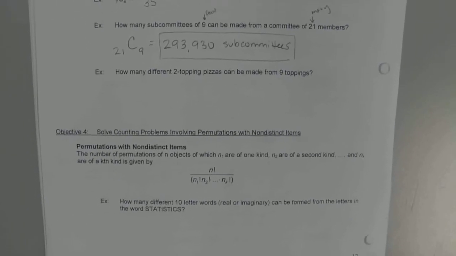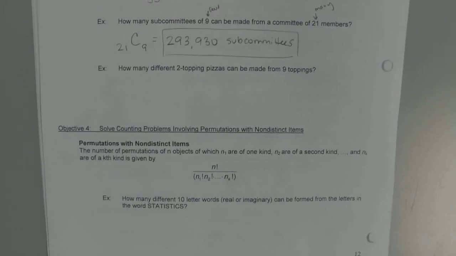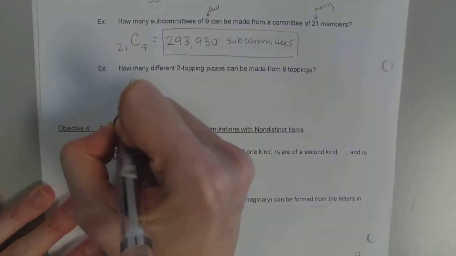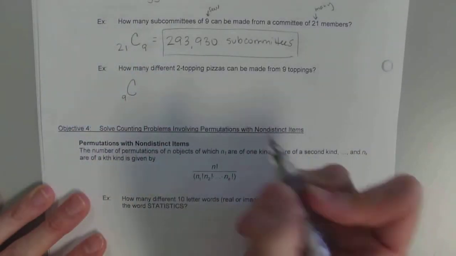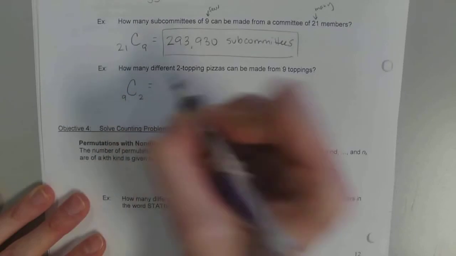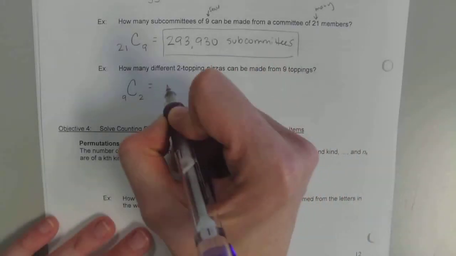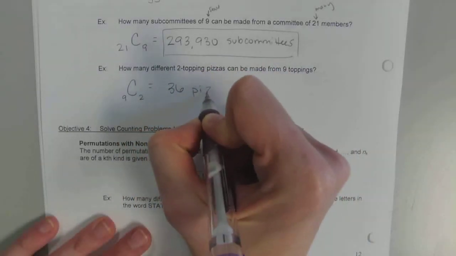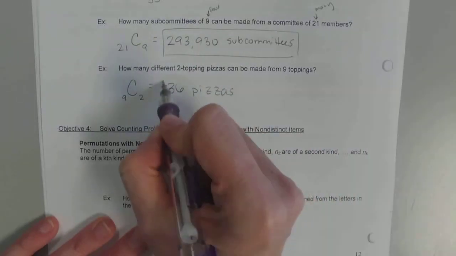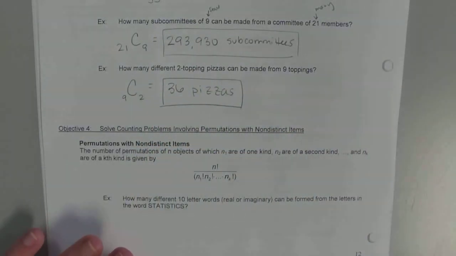The second example, how many different 2-topping pizzas can be made from 9 toppings? Are we choosing a few from many? Yeah, but does it matter how we choose them? No, we're throwing them on our pizza, right? So this is going to be a combination. How many total are we choosing from? 9, and how many are we worried about choosing? 2. So I know like Domino's and stuff, we have way more than 9 toppings, but if you just had a restaurant where you just had 9 toppings, you could make 36 different types of pizzas with just 9 toppings and 2-topping pizzas.